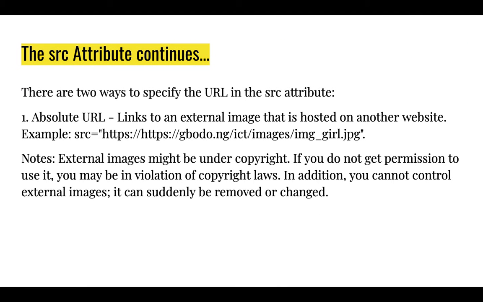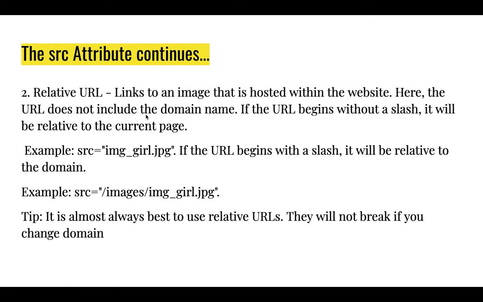In the first way to specify the URL in the src attribute, this includes the domain name. I hope you can notice that the domain name is bodo.ng and then there's a forward slash. Can you see? But in the second way, you simply add the name of your image, right? Or you can also just exclude the domain name and start with a forward slash. You type the location, which may be a folder. For instance, this is an images folder in which you added this particular image.